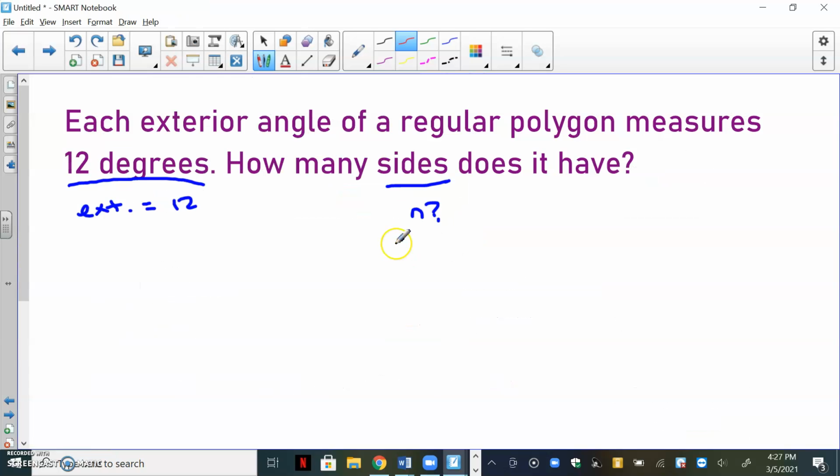So I'll go back to my problem, and I'll say, okay, 360 divided by my exterior angle.